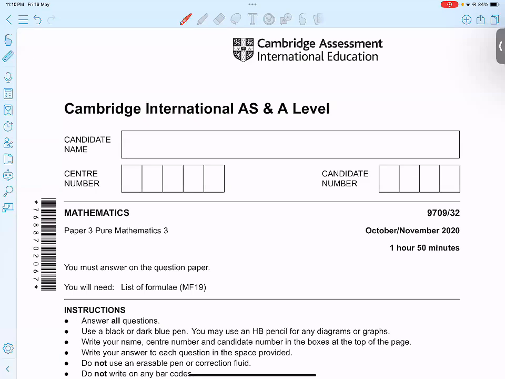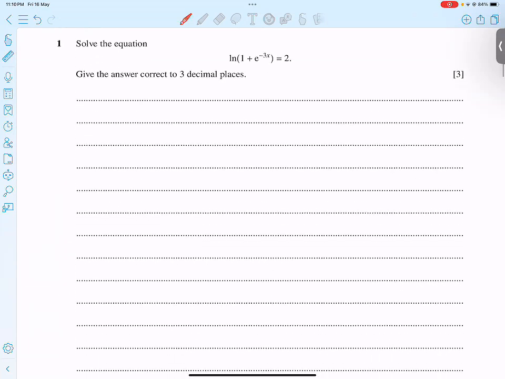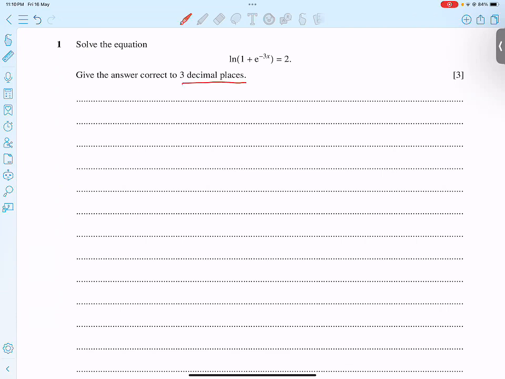October 2020, and to complete your paper, you have to solve this question to 3 decimal places. Okay, so how to do the 3 decimal places? This kind of question, some students make one mistake here. What mistake? They try to open it.